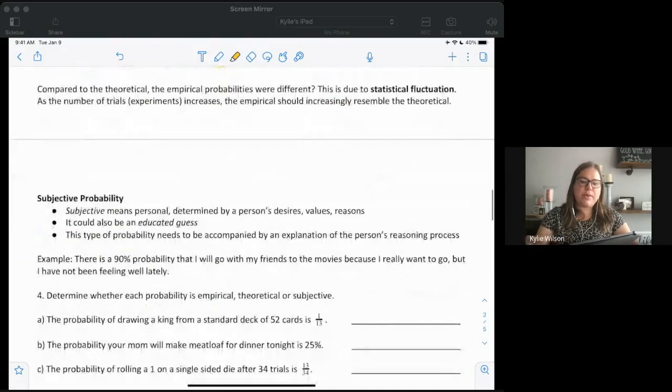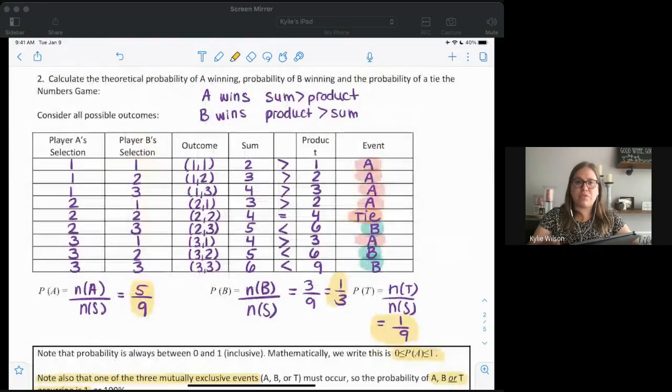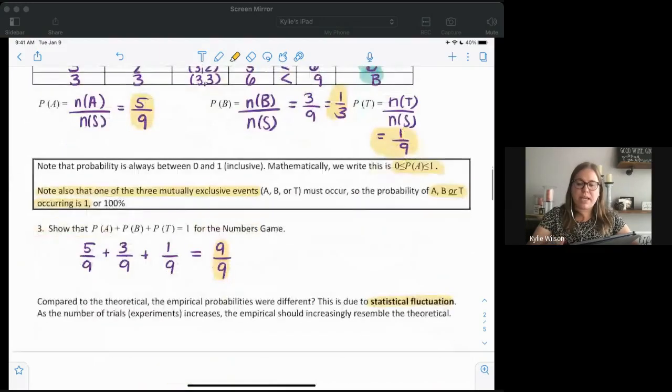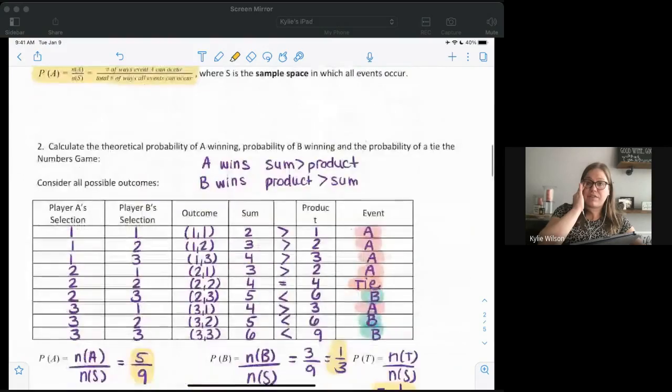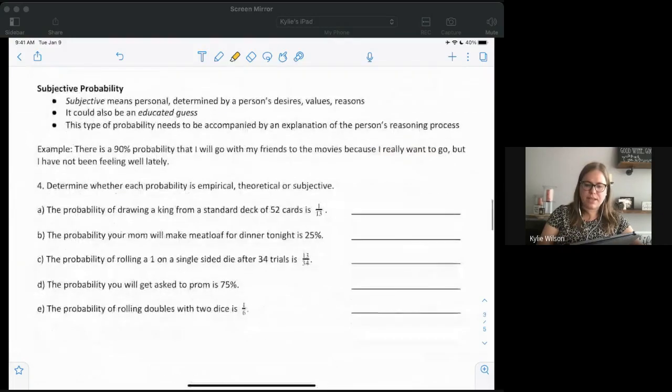So when we compare our theoretical and our empirical probabilities, sometimes they're different. This is due to what's called statistical fluctuation. And as the number of trials in my experiment increases, the empirical probability should start to resemble the theoretical more. So if I roll a die 2,000 times, it's likely that I'll start getting an even number of outcomes because it will start to follow along with our theoretical probability. Similarly with this game, if I was to play this over and over and over, maybe 500 times, I would probably end up with answers that are very, very close to this and further from our experimental probability up here. Any questions before we move on to the last thing?